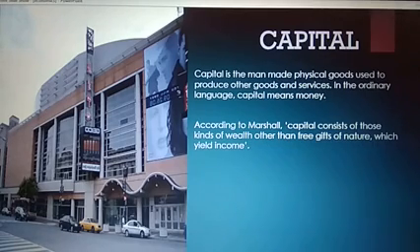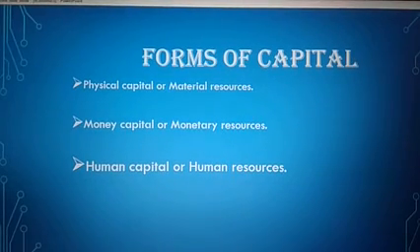Forms of capital. Physical capital or material resources, for example, machinery, tools, buildings, etc. Second one, money capital or monetary resources, for example, bank deposits, shares and securities, etc. Third one, human capital or human resources, for example, investment in education, training and health.